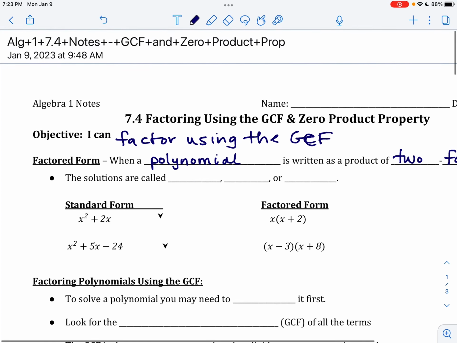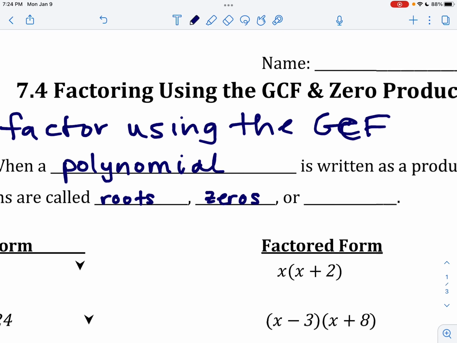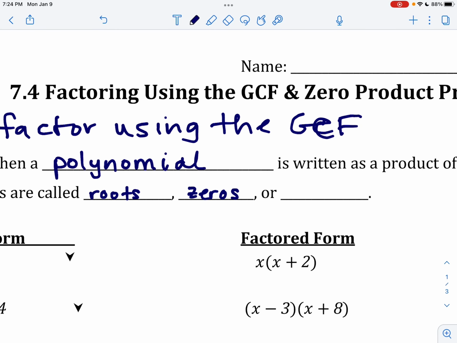The solutions are called, and there's three different things that they're called. They all mean the same thing. You may hear me say find the roots. You may hear me say find the zeros. And we talked about these already before when we were doing maximum and minimum. We were finding the zeros, or they're also called the x-intercepts. So those all mean the same thing.